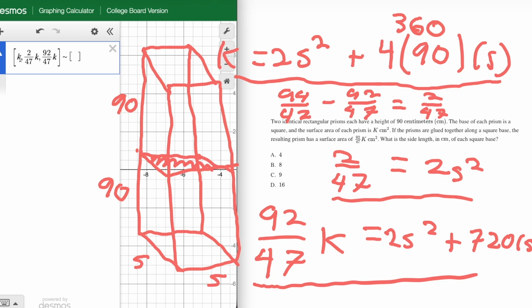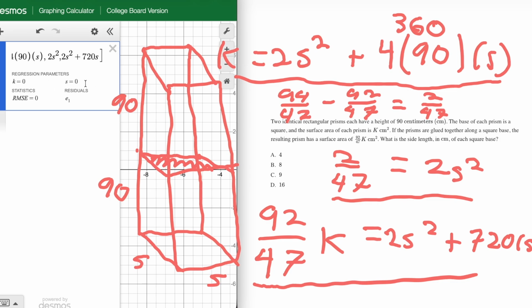So first you write what corresponds with the k, which is the 2s squared plus 4 times 90 times s, and then comma, and then this right here, which corresponds to the 2/47, which is 2s squared, and then finally this over here, which corresponds to 92/47, which is 2s squared plus 720s.